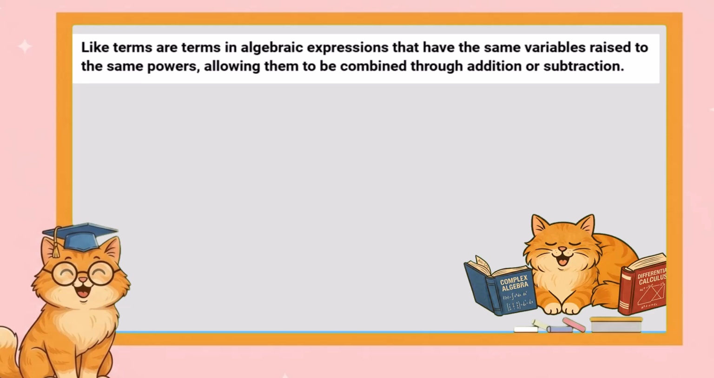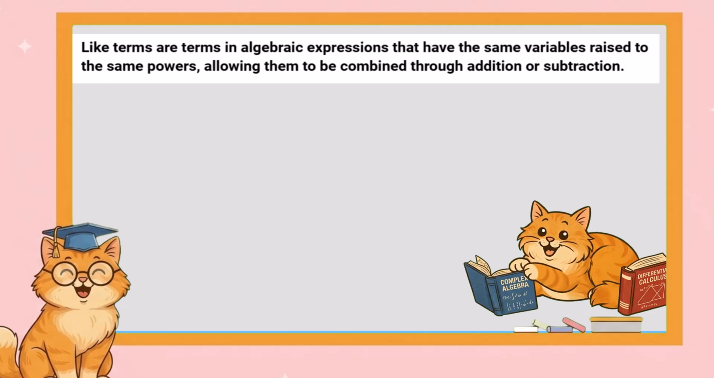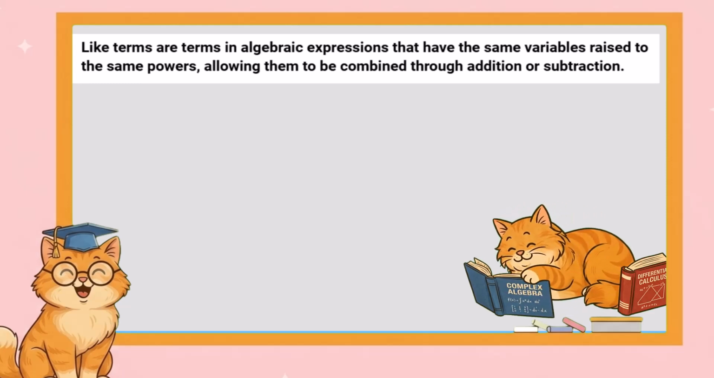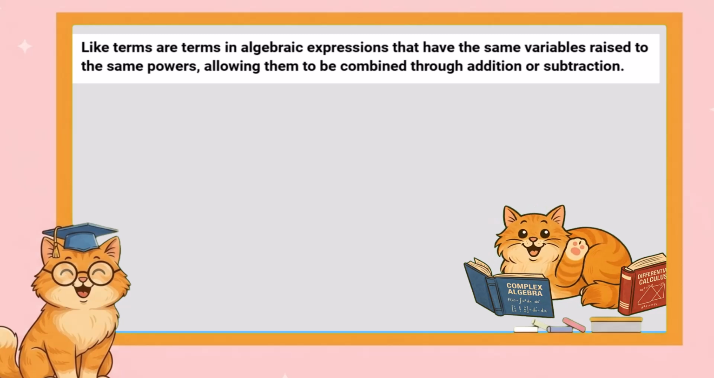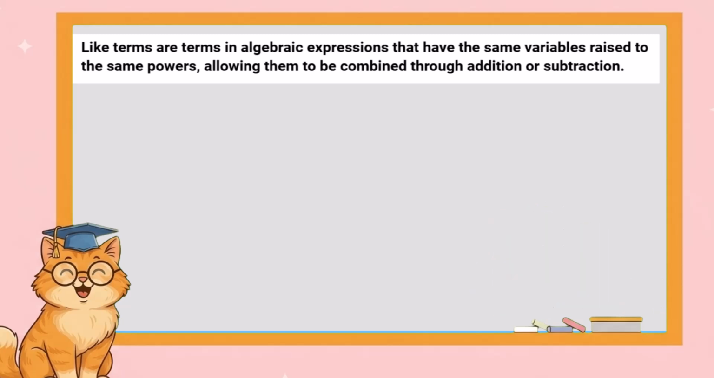Before we get straight into the problem, I just want to do a refresher on what like terms are. They're algebraic expressions that have the same variables raised to a certain power. So if I were to say 5x to the third and 2x to the third, with these two, we can do addition or subtraction on them, and we'll get a new answer. We'll get 7x to the third.